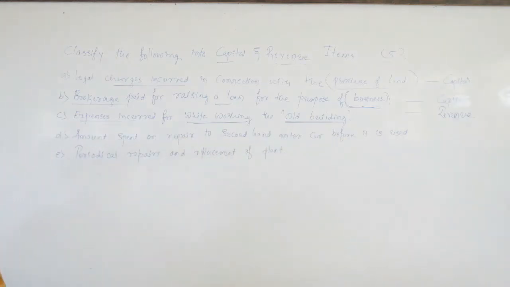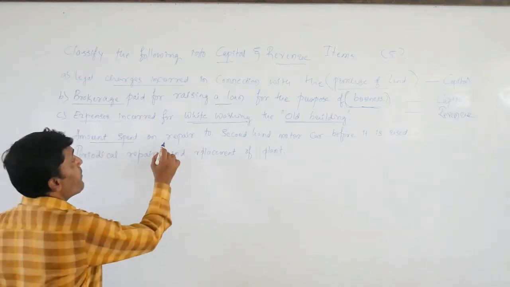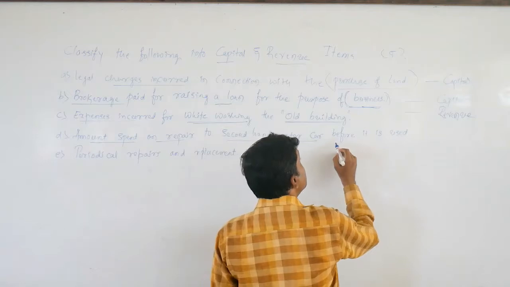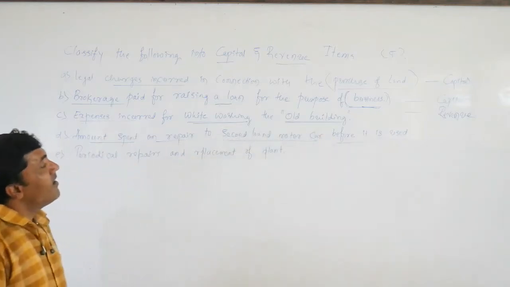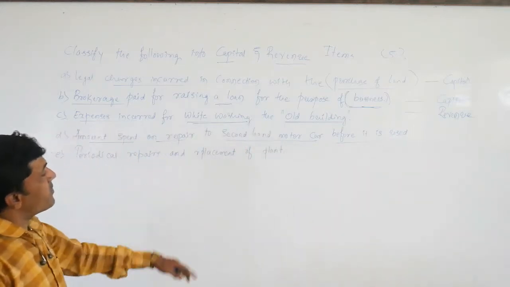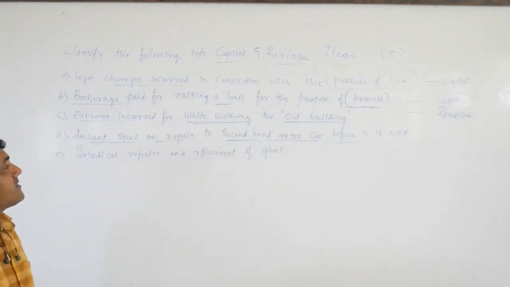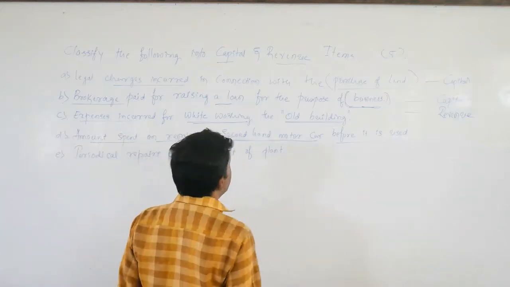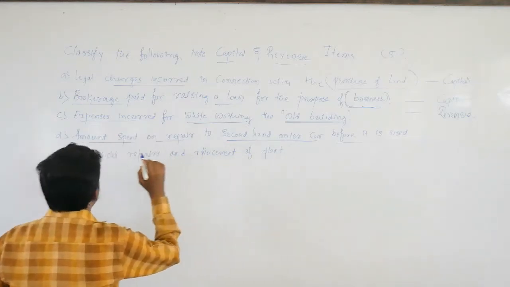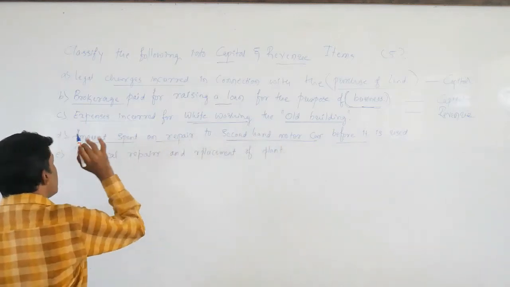Let's take the next one. Amount spent, very important, amount spent means expenses incurred on repair to a second-hand motor car before it is used. Dear students, I am very interested to purchase a motor car. In this situation, I have purchased a second-hand motor car. Second-hand motor car means I have insufficient faith in this vehicle. That is the reason, before using it, I am spending the money.